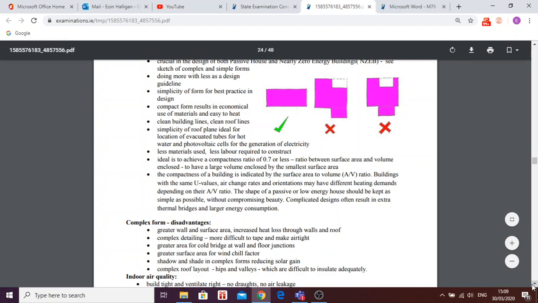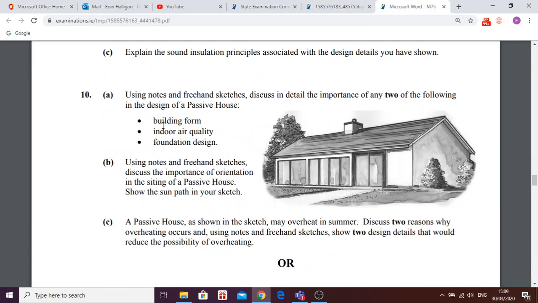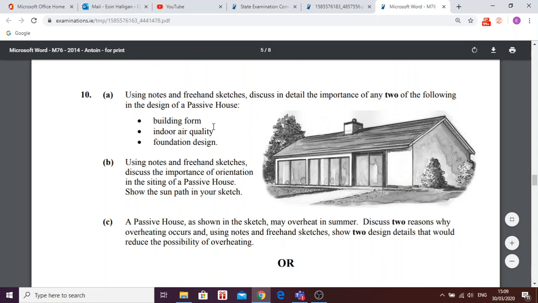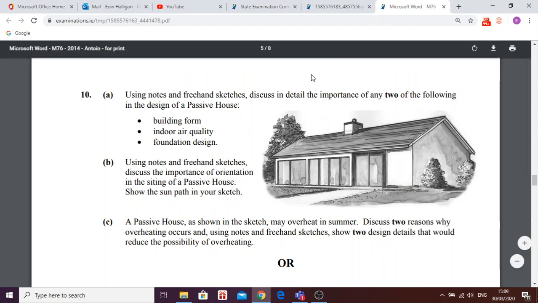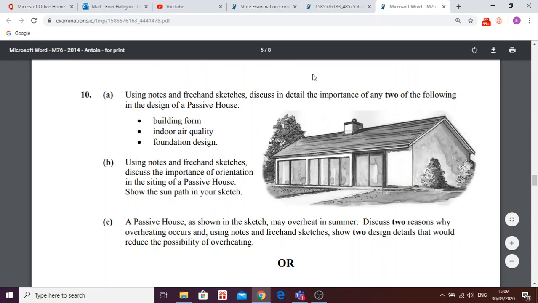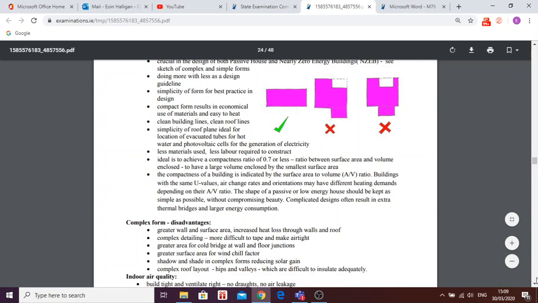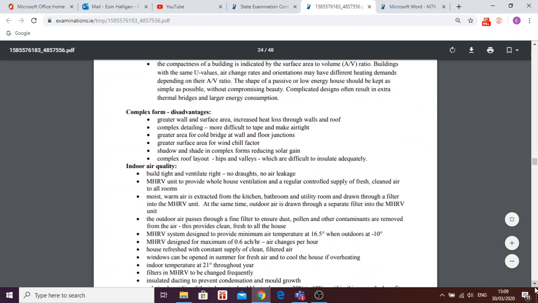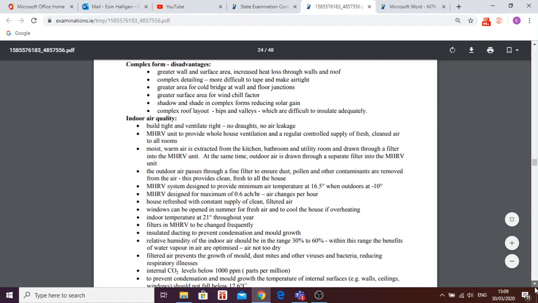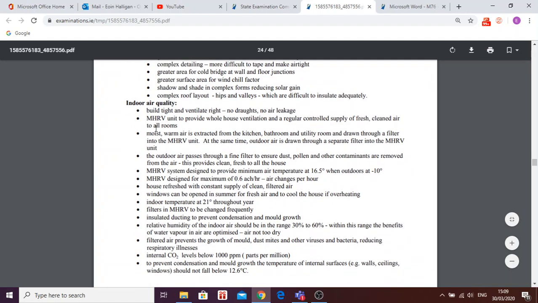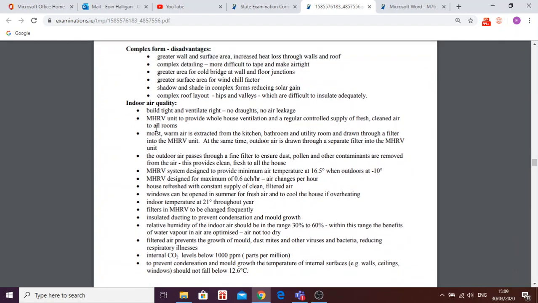Okay, move on to the second one. So that's building form. Move on to indoor air quality. Now, I think we've covered the indoor air quality in the mechanical heat recovery and ventilation video. So we could just scroll down here and we'll have a look at indoor air quality. And our answers here are basically the MHRV question. So if you can answer the mechanical heat recovery ventilation question, you can answer this part as well.